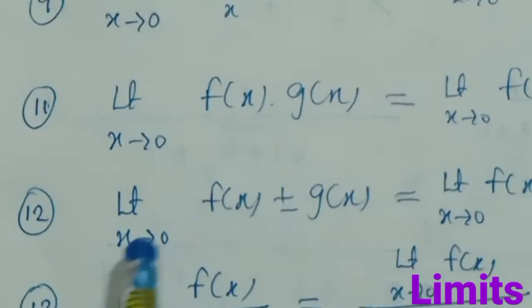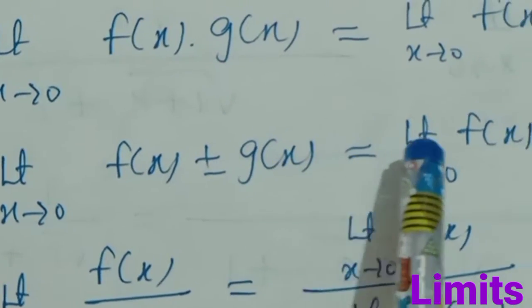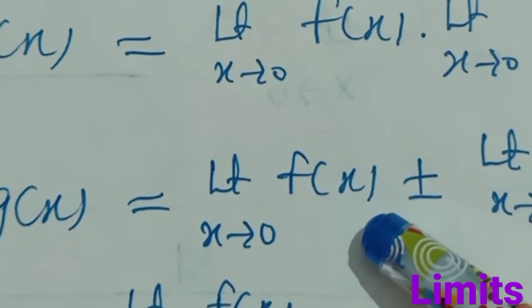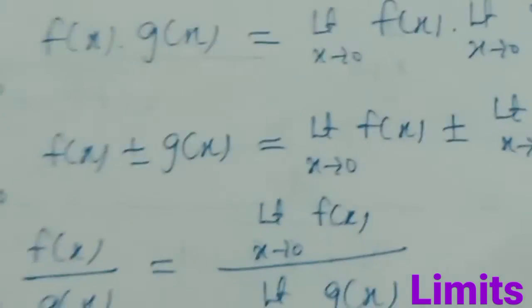Next 12th one, limit x tends to 0, f of x plus or minus g of x, it will be written as limit x tends to 0 f of x plus or minus limit x tends to 0 g of x.